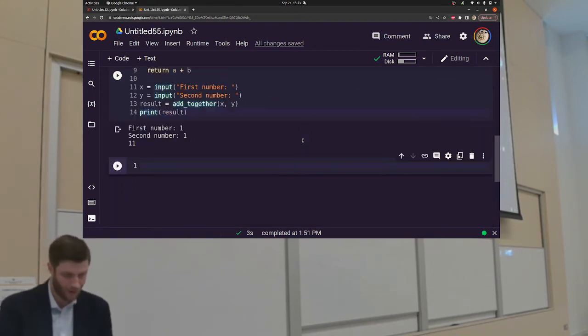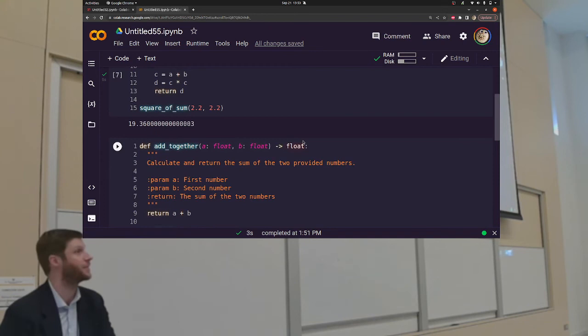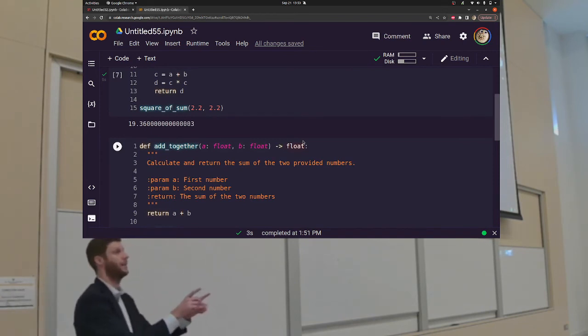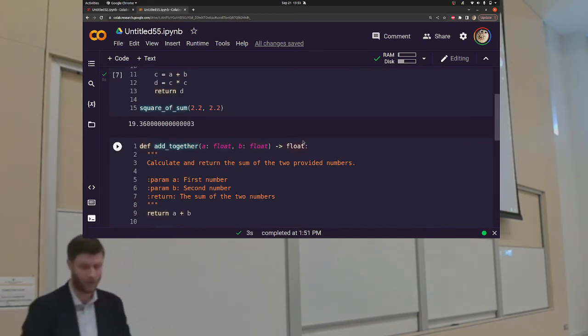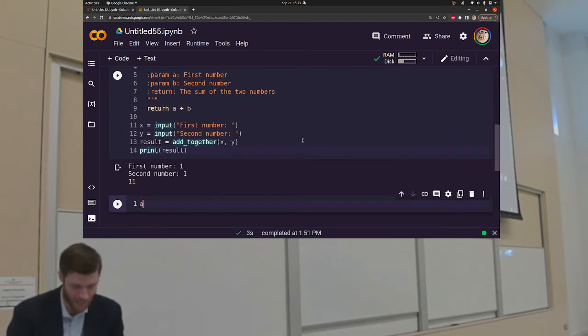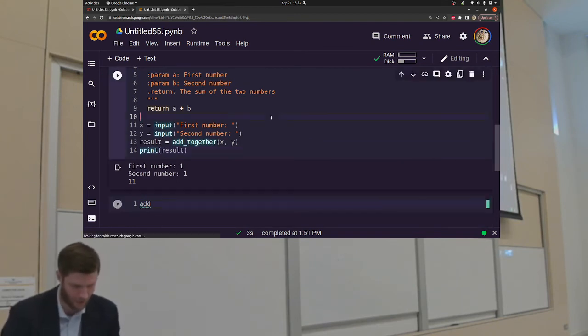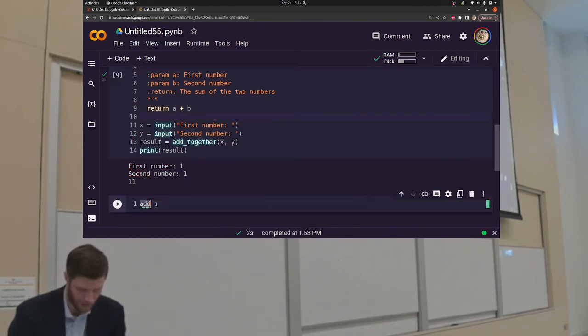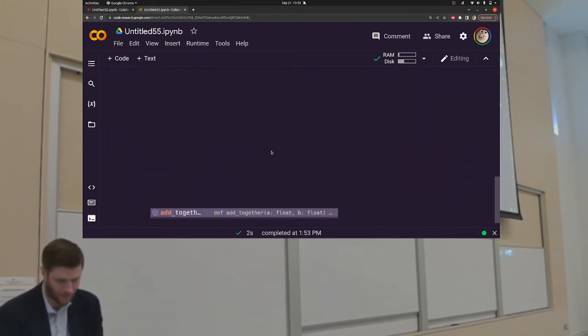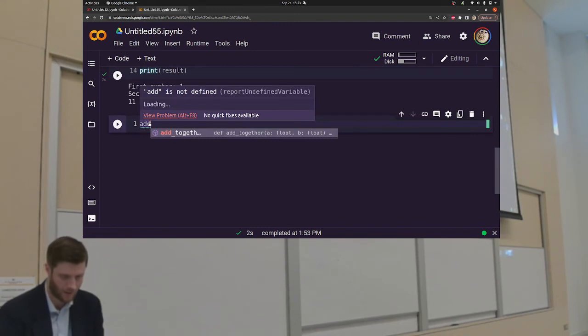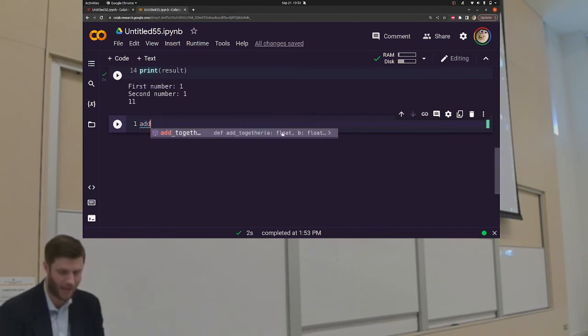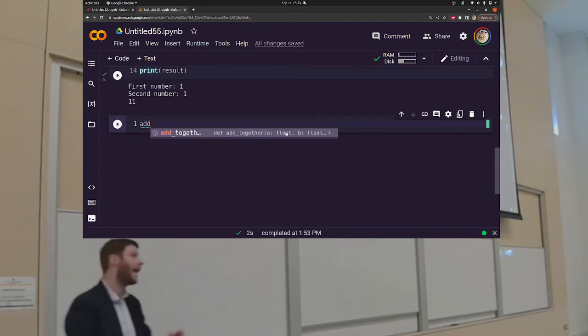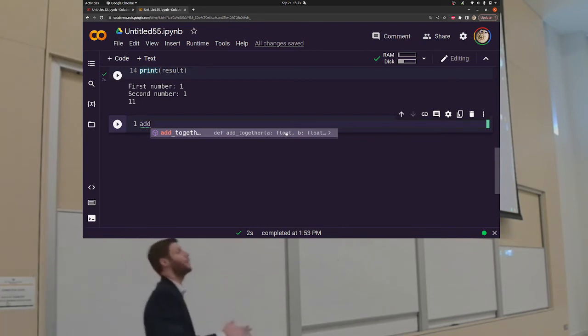Now, look, I added the type hints. Remember the docstring thing, how I talked about how the docstring will pop up? I probably have to rerun. Okay, if I go back down here to add_together, look, it's now telling me add_together A, and it wants a float. So now it tells you. This is a way to protect a little bit.